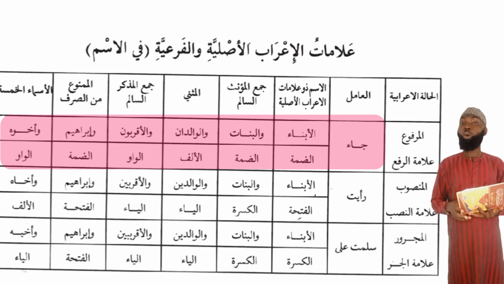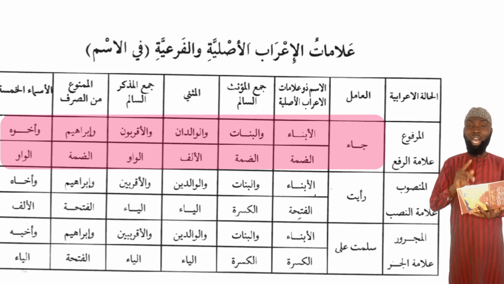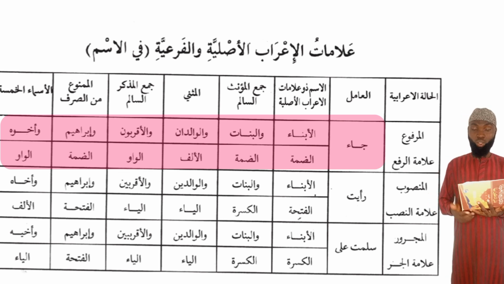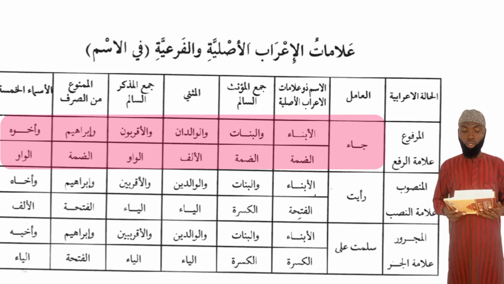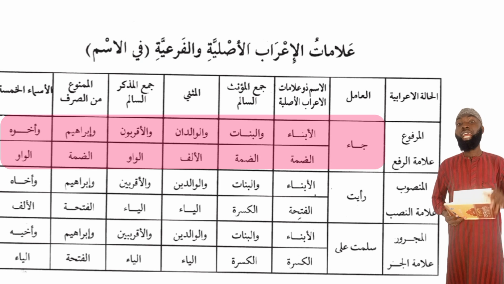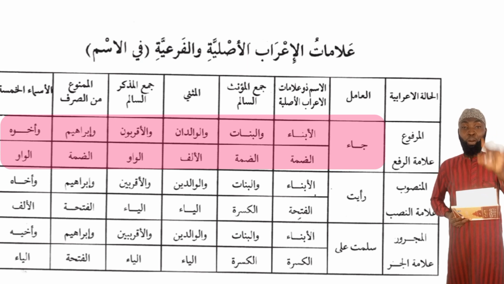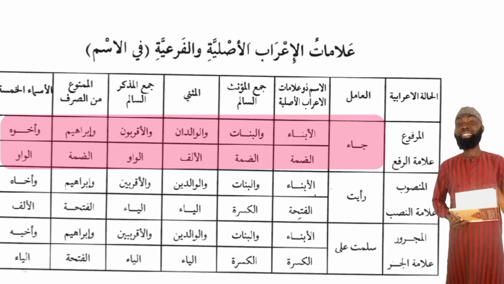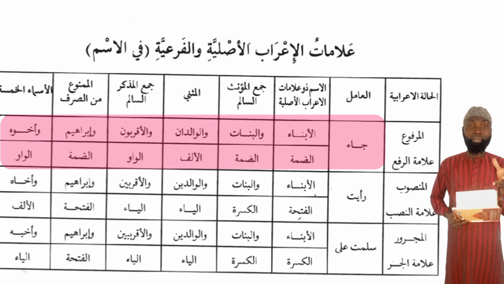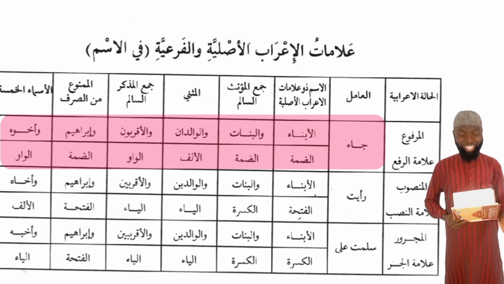Then wal-walidani, the word walidani, this is muthanna, the dual word for walidun. So walidani, the sign is what? Al-alif. The alif there is what is showing that this word is a nominative word. Then the next word is al-aqrabuna. Al-aqrab is the singular form, al-aqrabuna is the plural. And this word al-aqrabuna, it is coming as what? Jam'u mudhakkar as-salim, sound masculine plural. So the sign that shows that this word is a nominative noun is the wa, which is there.